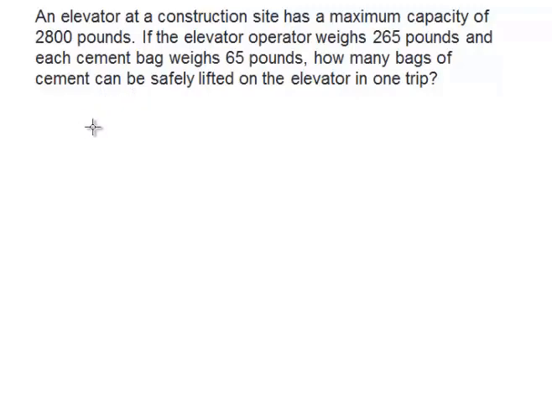Now you can probably solve this without algebra at all, but let's do it the algebraic way, just to make sure. Again, we're going to start with our let statements. Well, what quantity are we looking for over here? Let's try y this time, just for kicks, instead of x. Let y equal what? Well, we're looking for how many bags of cement. So let's say the number of bags of cement.